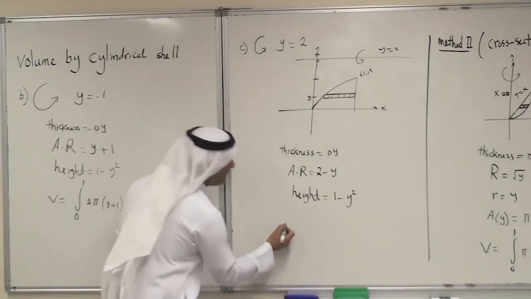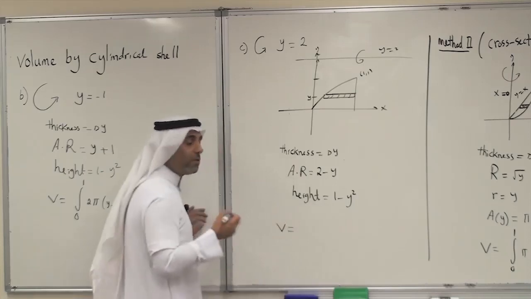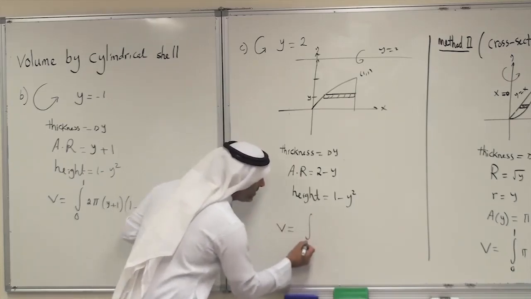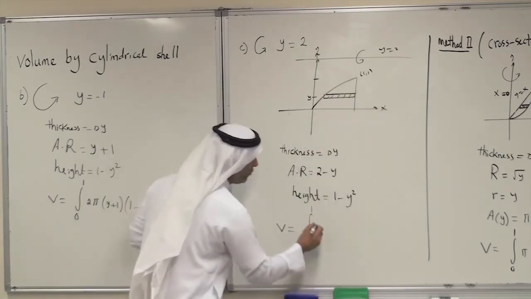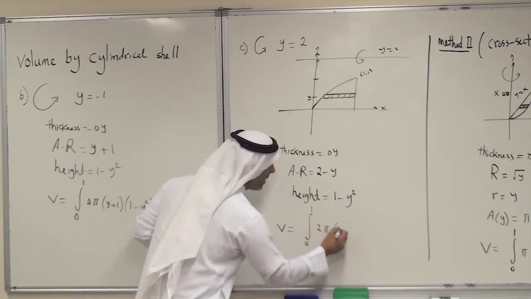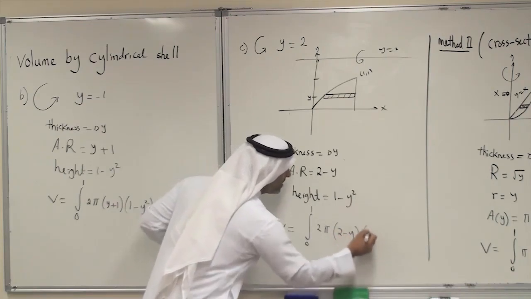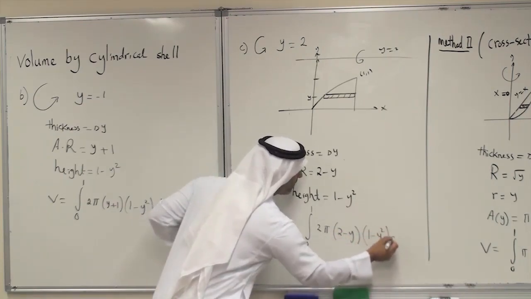Fine. So what is the volume then? The volume will be equal to the integral from 0 to 1, because y is moving from 0 to 1. And then I have 2 pi times the average radius, that is 2 minus y, times the height, which is 1 minus y squared, dy.